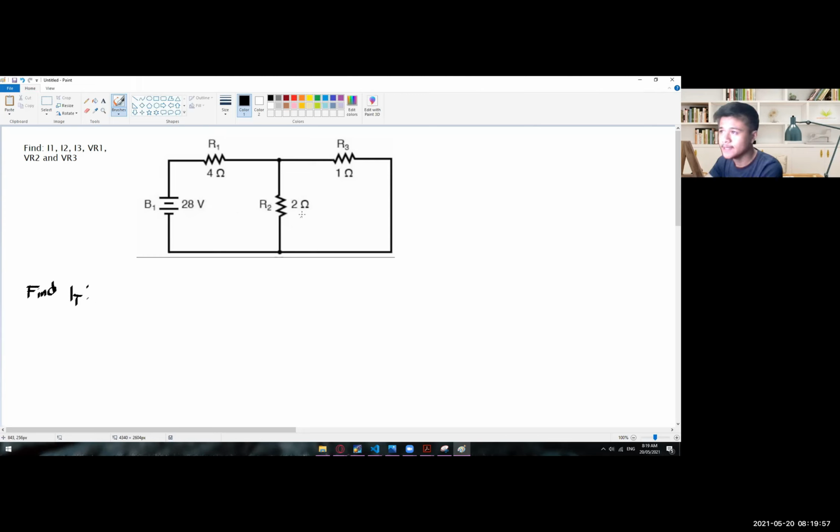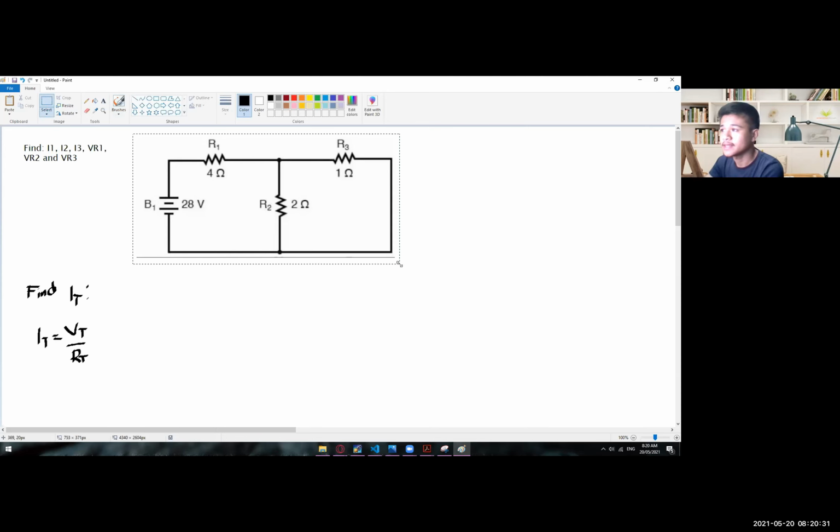In finding the IT, as you can see, it's super simple. Just get the parallel of R2 and R3, and then you can combine that one or add that one to R1 since they are now in series. And then you now have the total resistance. From there, we already have the total voltage and the total resistance, so we can solve for the total current. The formula for the total current is IT equals VT divided by RT.